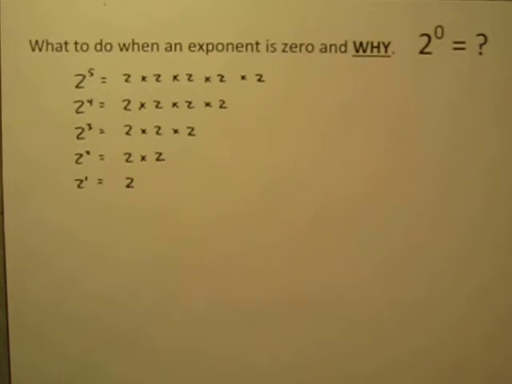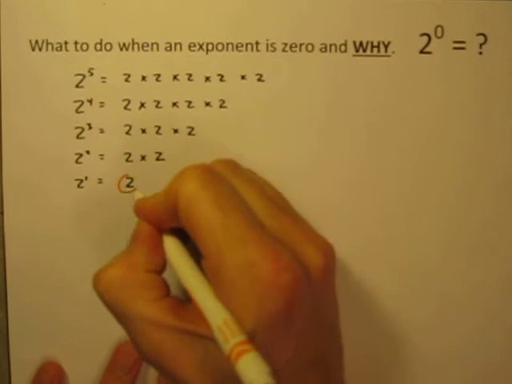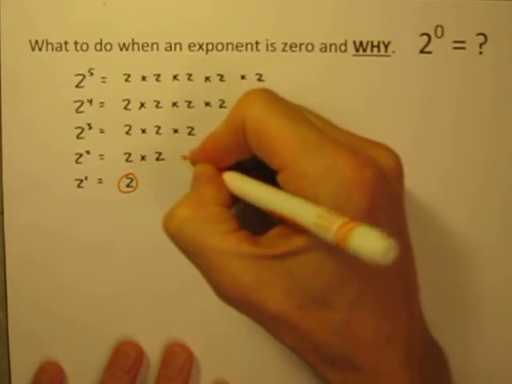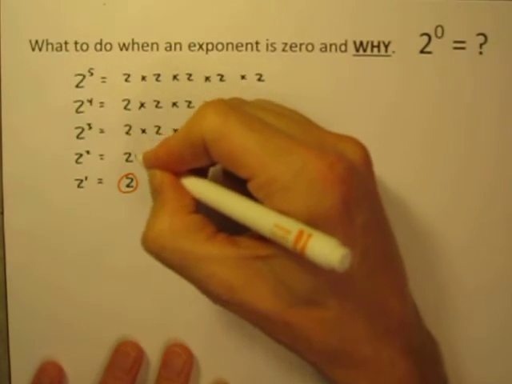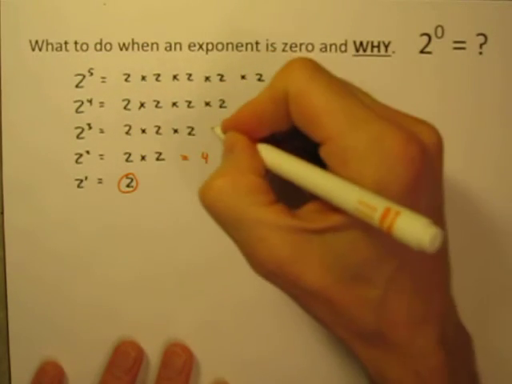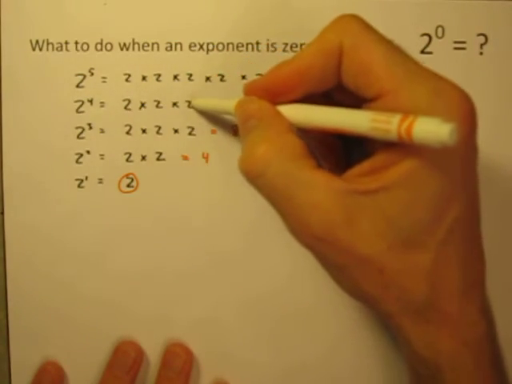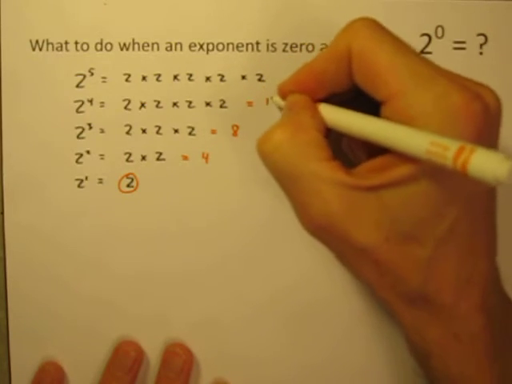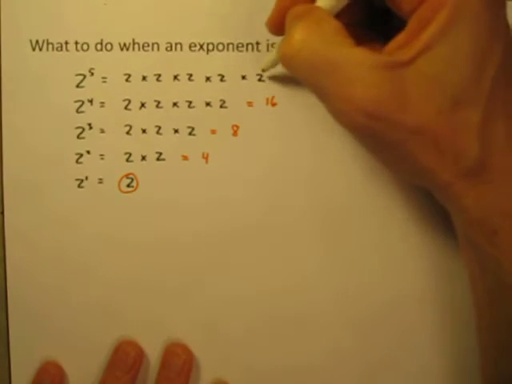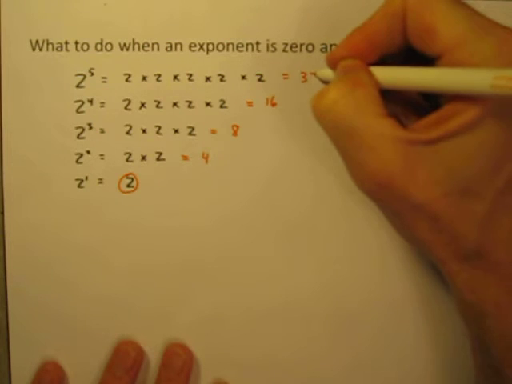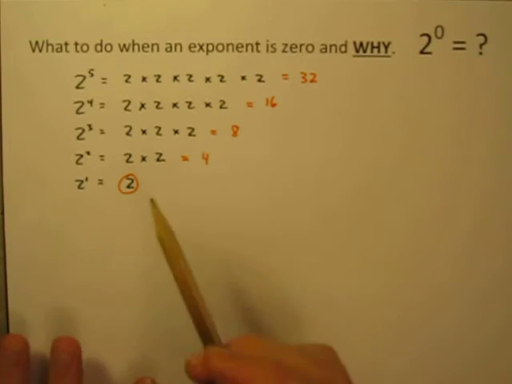So let's figure out what these numbers actually are now. So 2 to the 1st power is just 2. 2 times 2 is obviously 4. If I have 2 times 2 times 2, well, the 2 times 2 is 4, times another 2 makes 8. Here, the 2 times 2 times 2 is 8, times another 2 makes 16. And so this top one, 2 times 2 times 2 times 2 is 16, times another 2 makes 32. So let me divide each of these rows now.